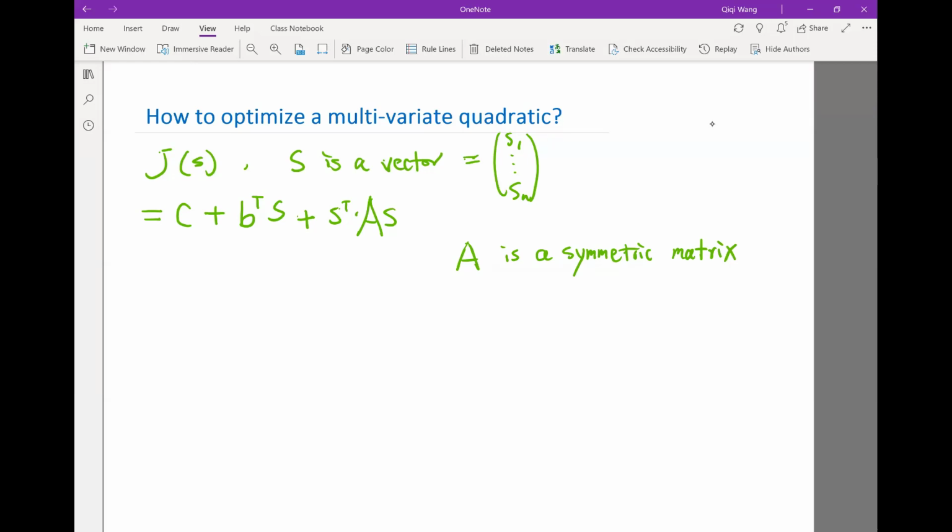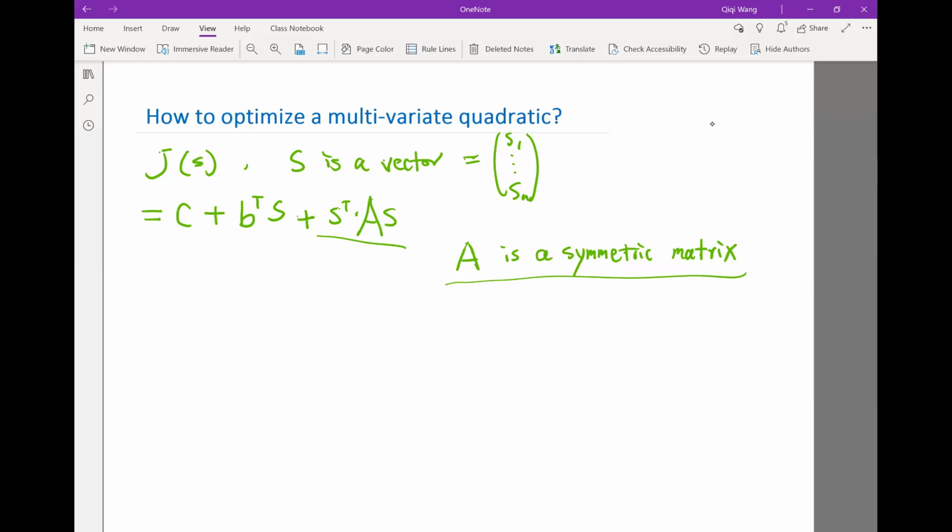Consider the 1,2 term of A. If the 1,2 term is different from the 2,1 term, then what happens? The quadratic term basically has s1 times s2 times A12, plus s1 times s2 times A21. So if you take the average of A21 and A12 and put that average in both the 1,2 location of the matrix A and the 2,1 location of the matrix A, you're going to get the same quadratic. So in general, we can use a symmetric matrix to represent this quadratic term.